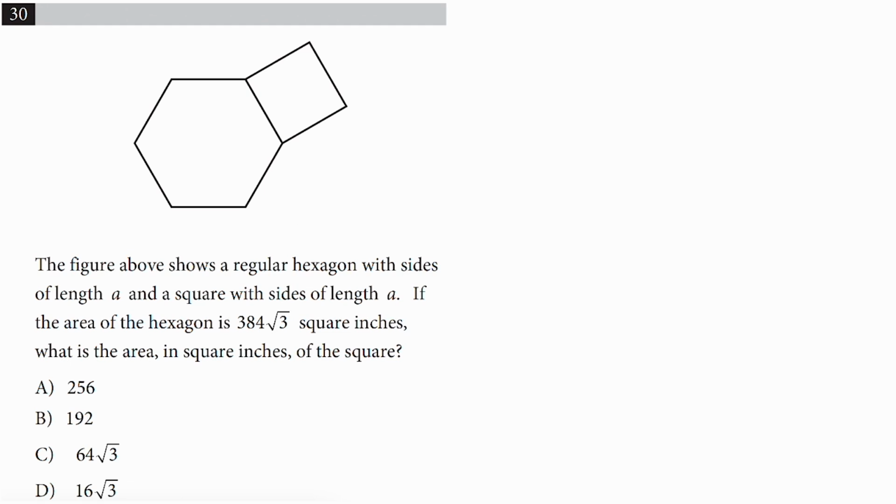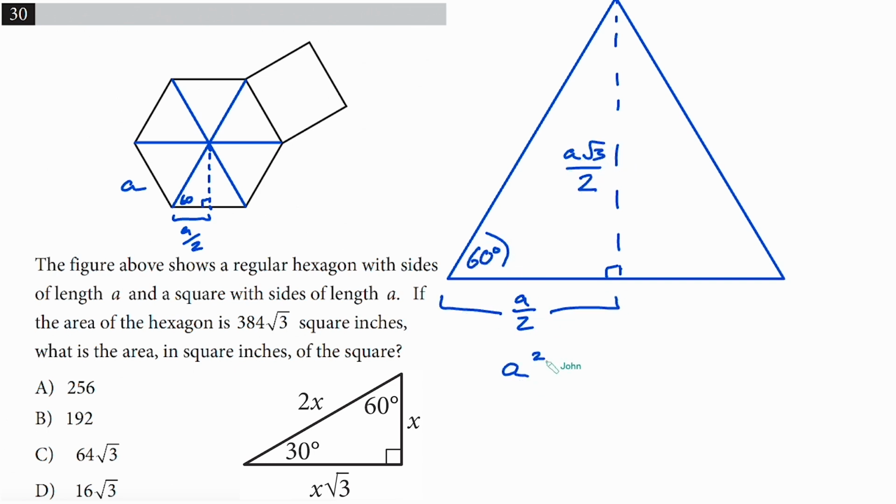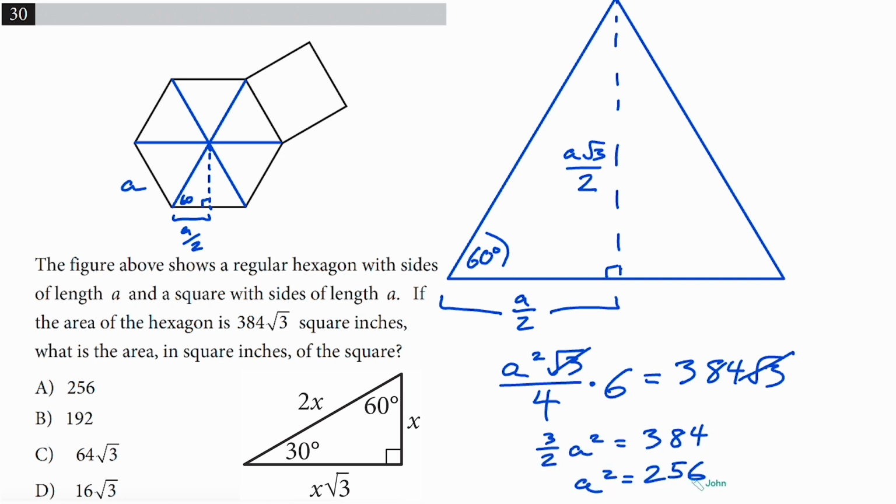Draw triangles. You can split the hexagon into 6 equilateral triangles and then split one of the equilateral triangles into two 30, 60, 90s. The short leg is a over 2 and the long leg must be a root 3 over 2. That means that the area of one of these full equilateral triangles is a squared root 3 over 4, and there are 6 of them in the hexagon, so we have that area must be equal to 384 root 3. That leaves us with an a squared of 256, and that is the area of the square.